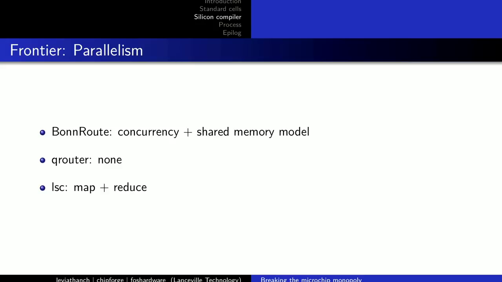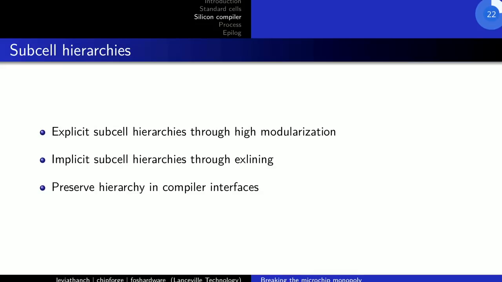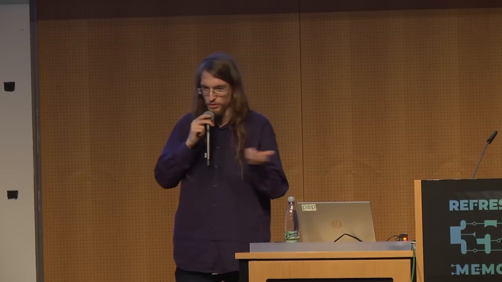And what I propose for the LibreSilicon compiler is the map and reduce approach. As I've mentioned, you get explicit subcell hierarchies through high modularization. That is done by the developers. And you also get implicit subcell hierarchies by compression-like algorithms that X-line, as opposed to inline, the registers or one-bit adders. This is also about preserving these newfound hierarchies in the compiler interfaces, so you don't end up inlining them again, because this is not a von Neumann architecture where it would make sense to inline a lot of code. So the code runs on the stack in the level one cache. This is about reusing components.